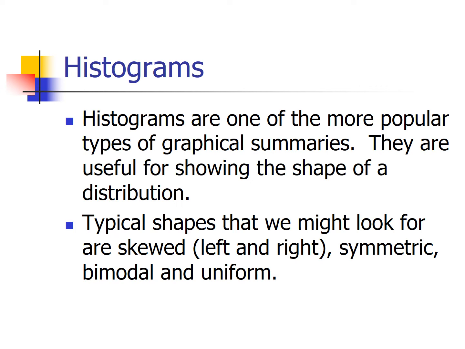Now, the primary use of histograms is to show us the shape of a distribution. The typical shapes that we're looking for are skewed versus symmetric. If something's not symmetric, we say it's skewed. And there are two types of skew, left skew and right skew. We also sometimes look to see whether a histogram might be bimodal or whether it might be uniform. Let's look at examples of these.